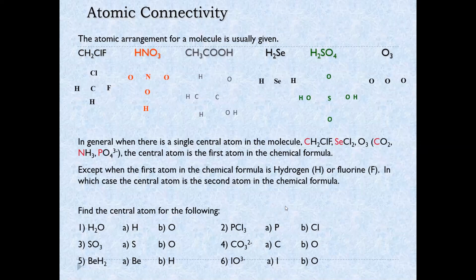So like you have H2SO4, hydrogen can never be a central atom. In this case, like in H2SO4, you can't follow this rule and say hydrogen is a central atom because it's the first atom in the chemical formula. So like I said, for every rule, there is always an exception. The exception is when hydrogen or fluorine is the first atom in the formula, it will never be the central atom. So now find the central atom. We have a quiz now. So in the chat box, question one.